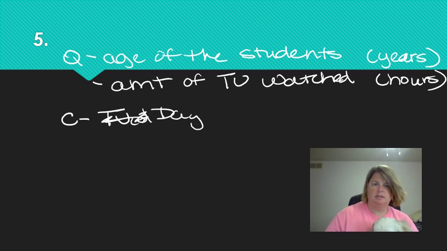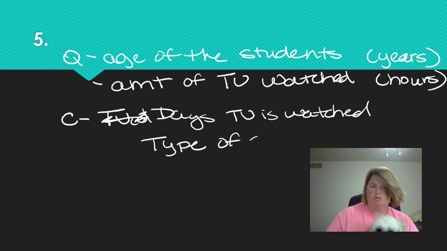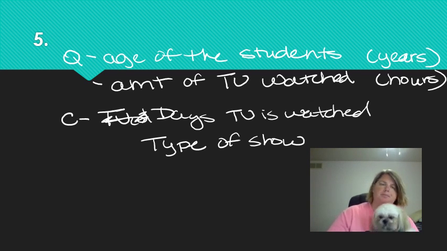So days TV is watched. So, you know, like Monday, Tuesday, Wednesday, you look for maybe the most often watched day of TV. Or you might also record like the type of show. Drama, comedy, that sort of thing. And those 2 would be categorical. So that's it.